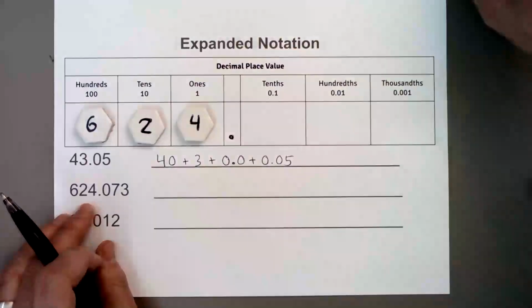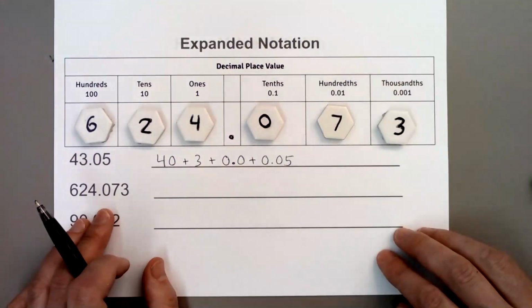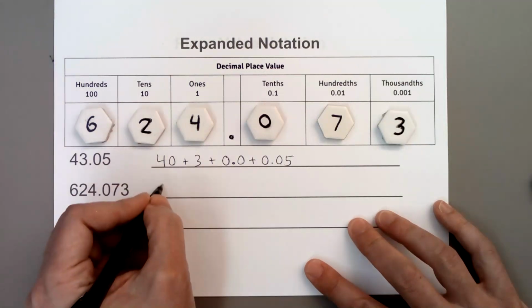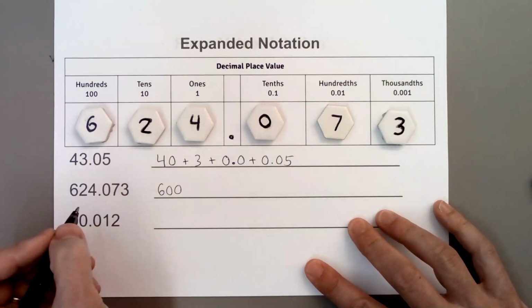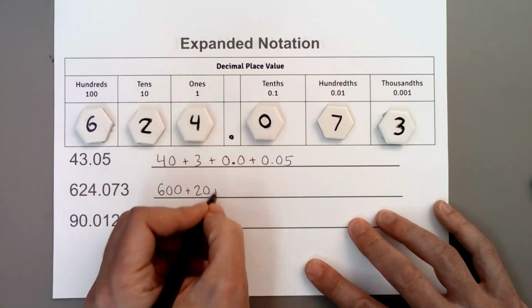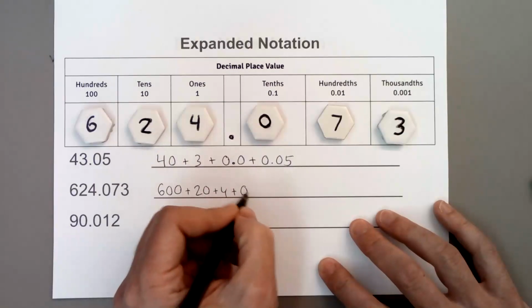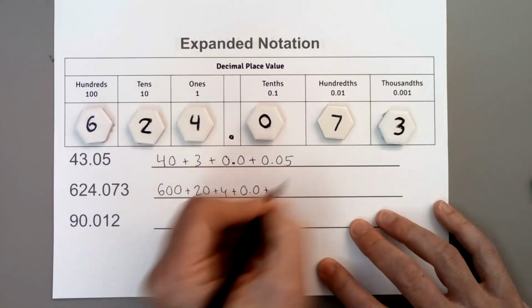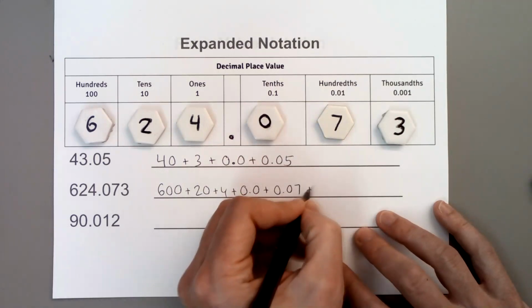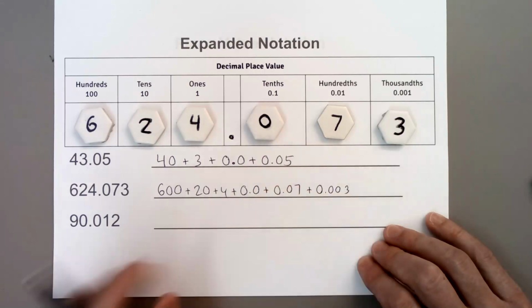624 and 73 thousandths. So this 6, it's not just a 6, it's in the hundreds place, so its value is 600. This 2, its value is 20. The value of the 4 is just 4, it's in the ones place. Again, we've got a 0 in the tenths place. Sorry, tenths place, you're getting left out here. 7 in the hundredths place, so the value of that would be 7 hundredths. And the 3 in the thousandths place, its value is 3 thousandths.